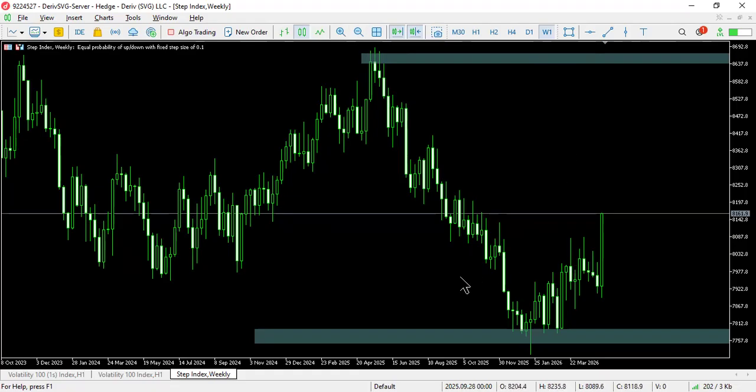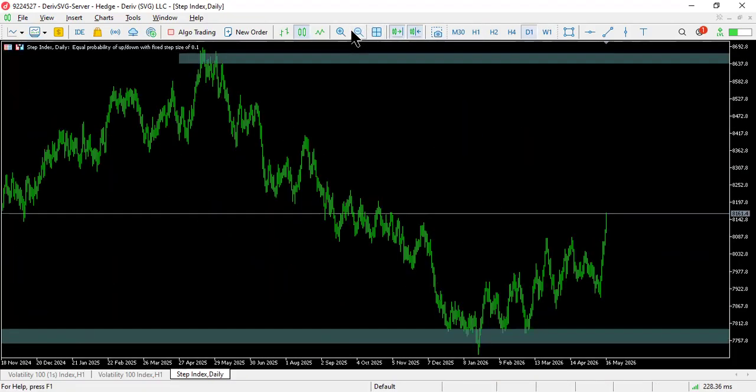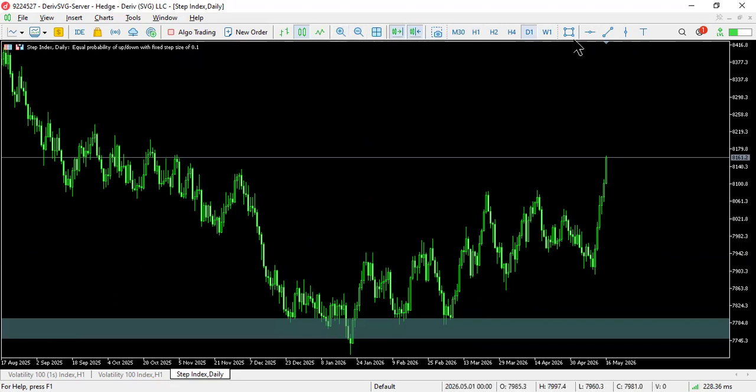Right now the buyers have stepped in, and we are going to push the price until that supply zone. Therefore, our bias is very clear from the weekly time frame. We are going to be looking for buying opportunities from this demand zone until that supply zone. Heading over to the daily time frame. From the daily time frame, we can see price is pushing from this demand zone.